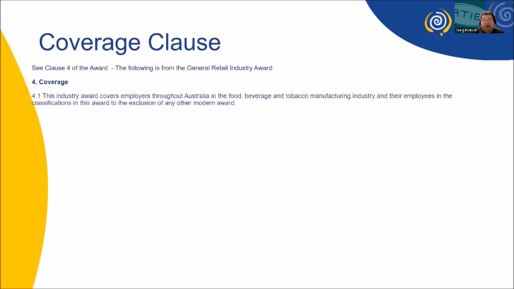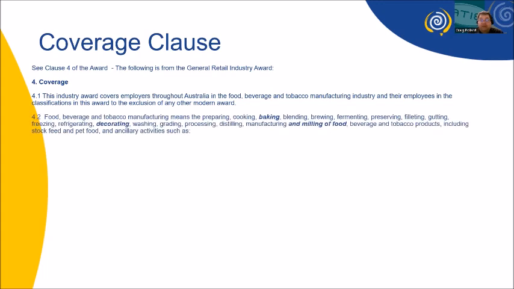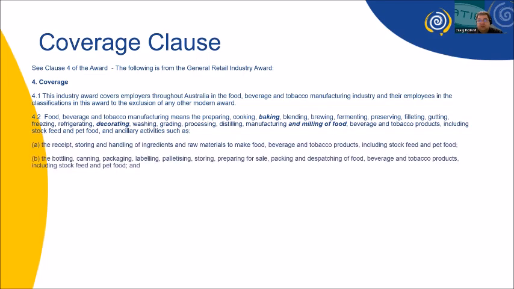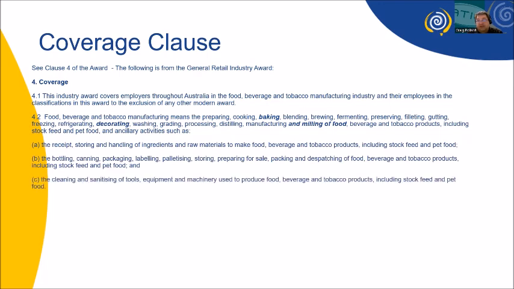So then you have a look at the, sorry, and this one's from the Food, Beverage and Tobacco Manufacturing Award, not the General Retail Industry Award. I apologise. I'll correct that on the slides if you want to see the slides separately. So this industry award covers employers throughout Australia in the food, beverage and tobacco manufacturing industry. And that defines that industry as cooking, baking, blending, brewing, refrigerating, decorating, and milling of food, including stock food, beverage, and such as. And then it goes into all of the things that go into producing food on a wholesale basis.